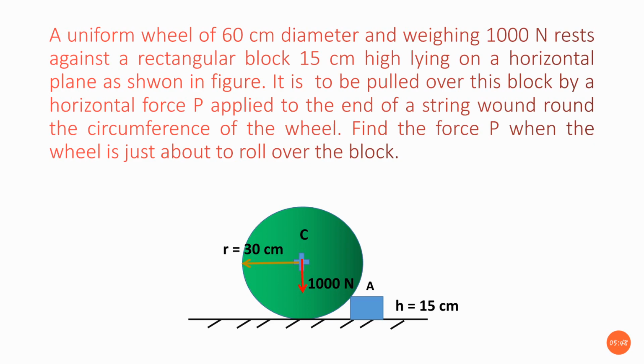There is a rectangular block resting on the horizontal plane, and the wheel also has contact with it. The contact between the wheel and the block I consider as A, and the height of the rectangular block is 15 centimeters. With this we are trying to solve the problem. The force P is acting towards the right side, the string is wound around the wheel and pulls towards the right side. So then the wheel is going to roll over the block.